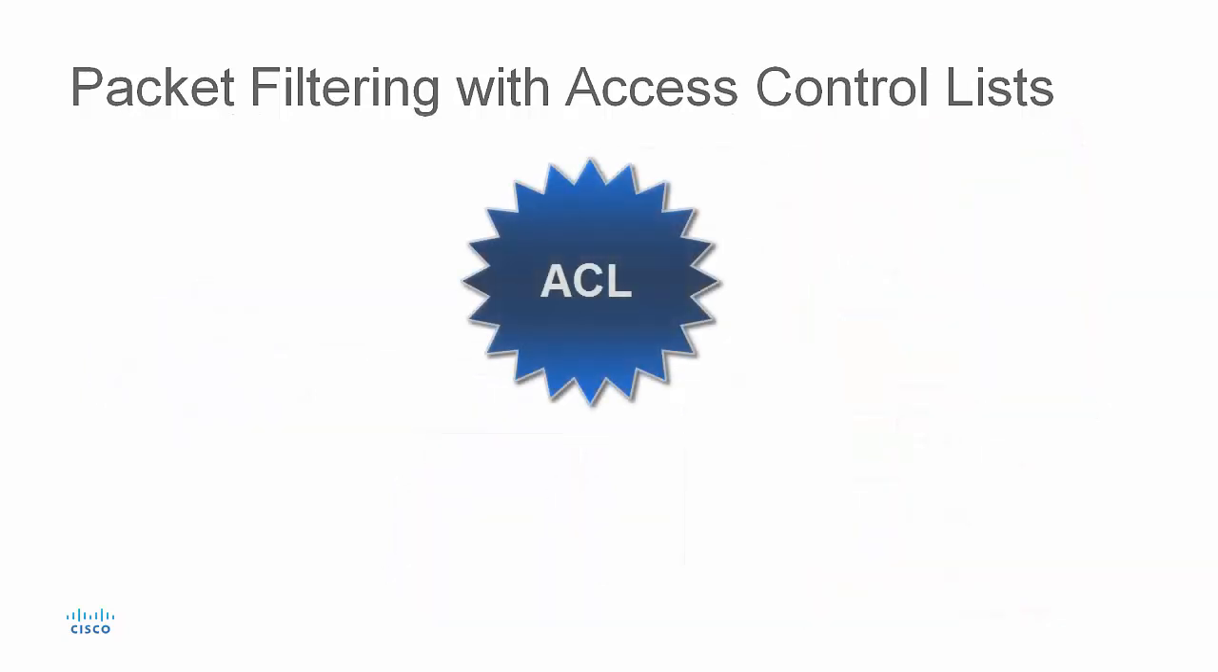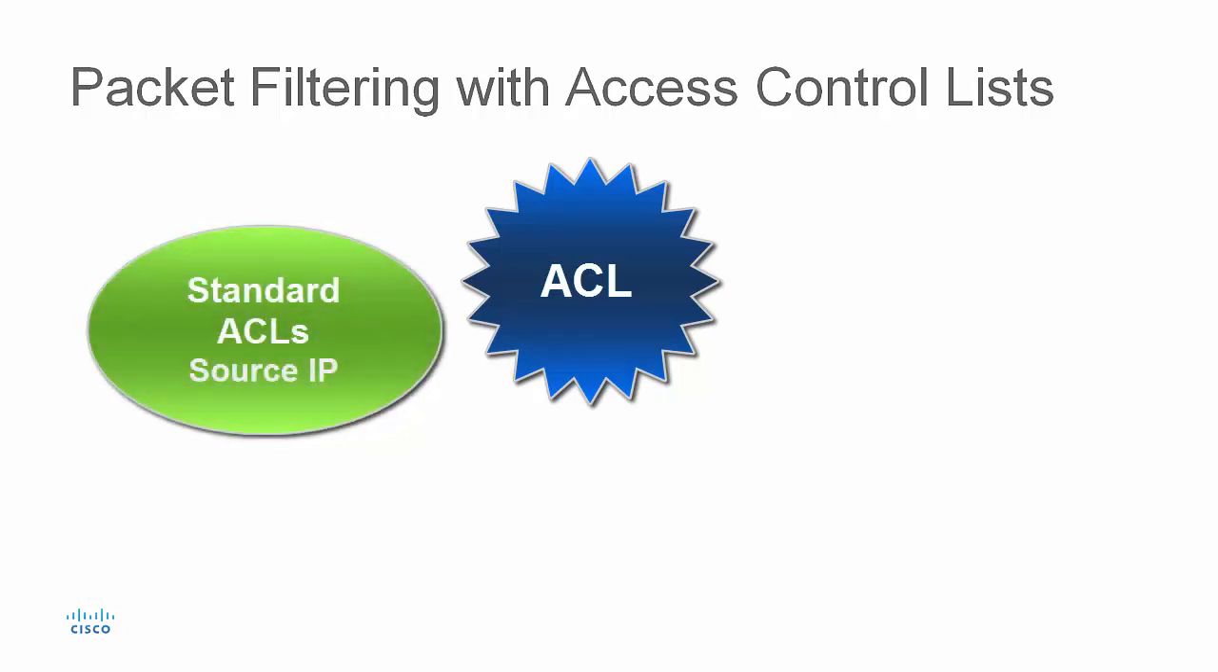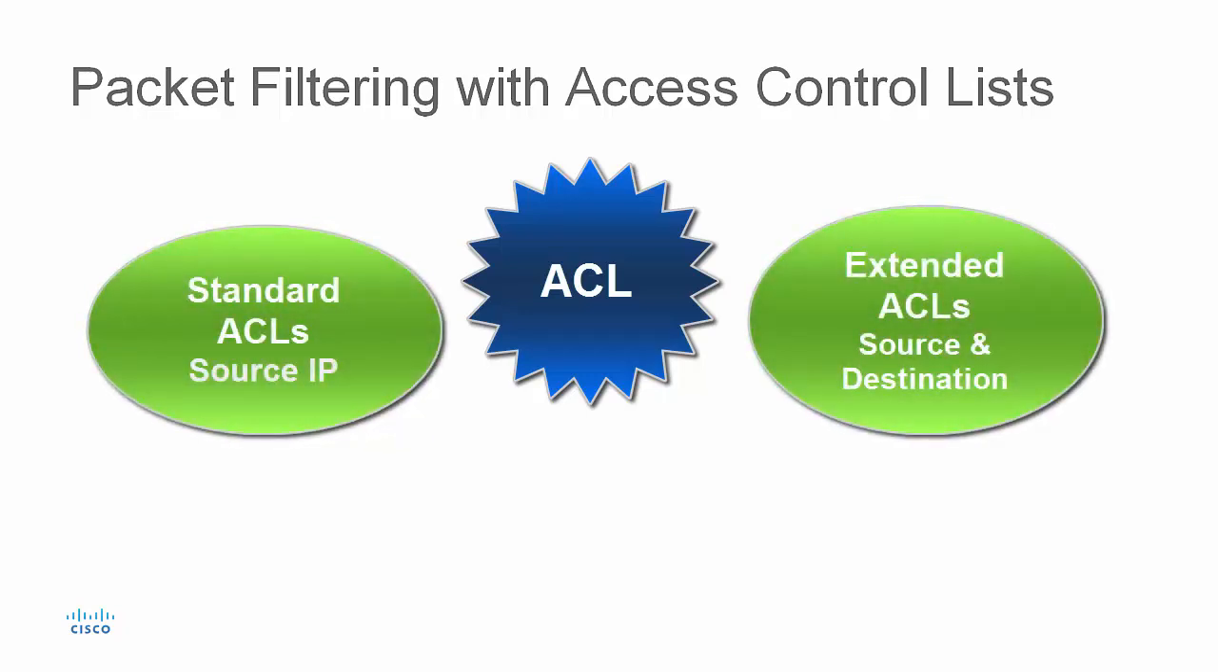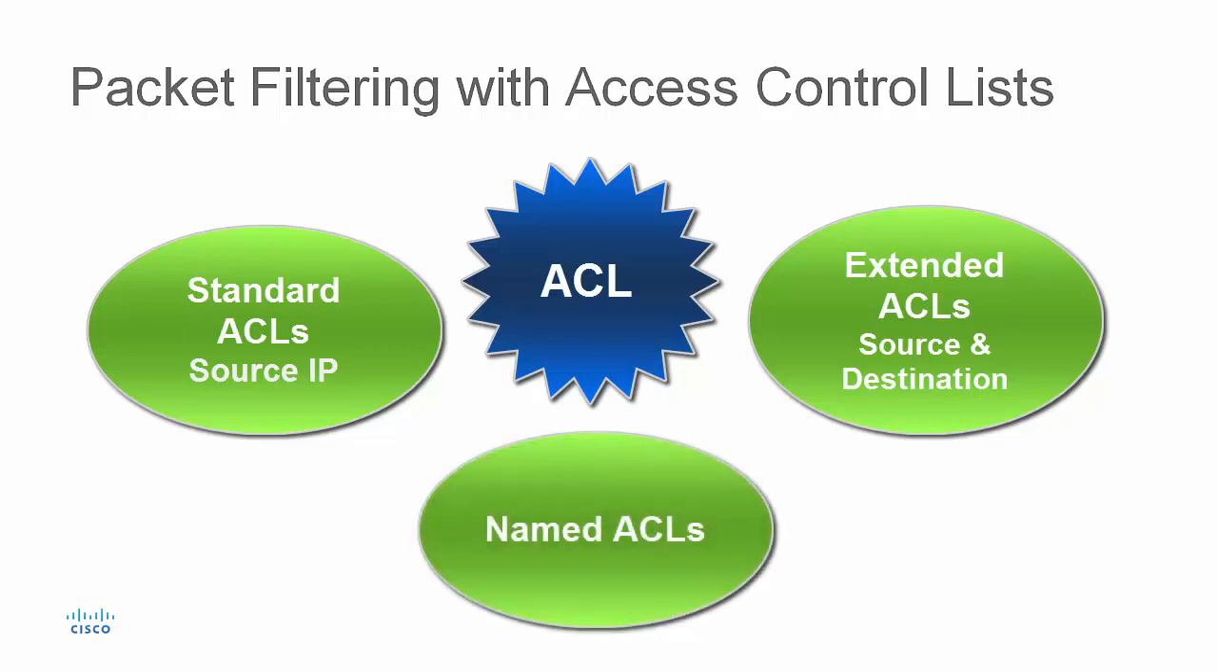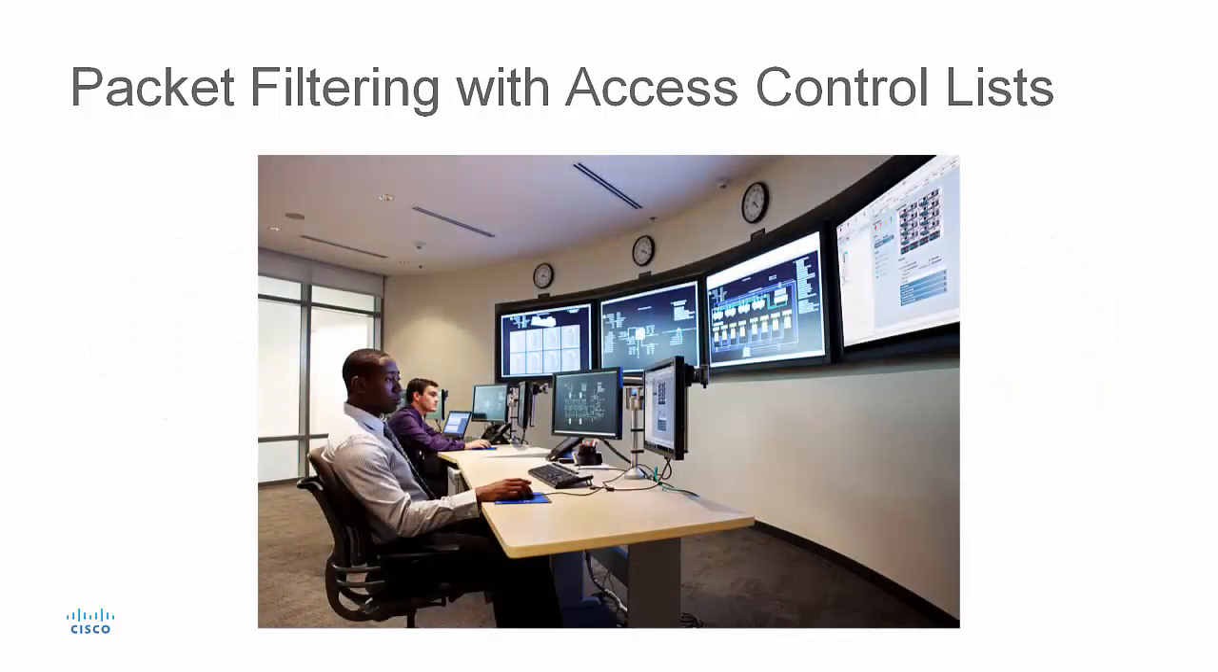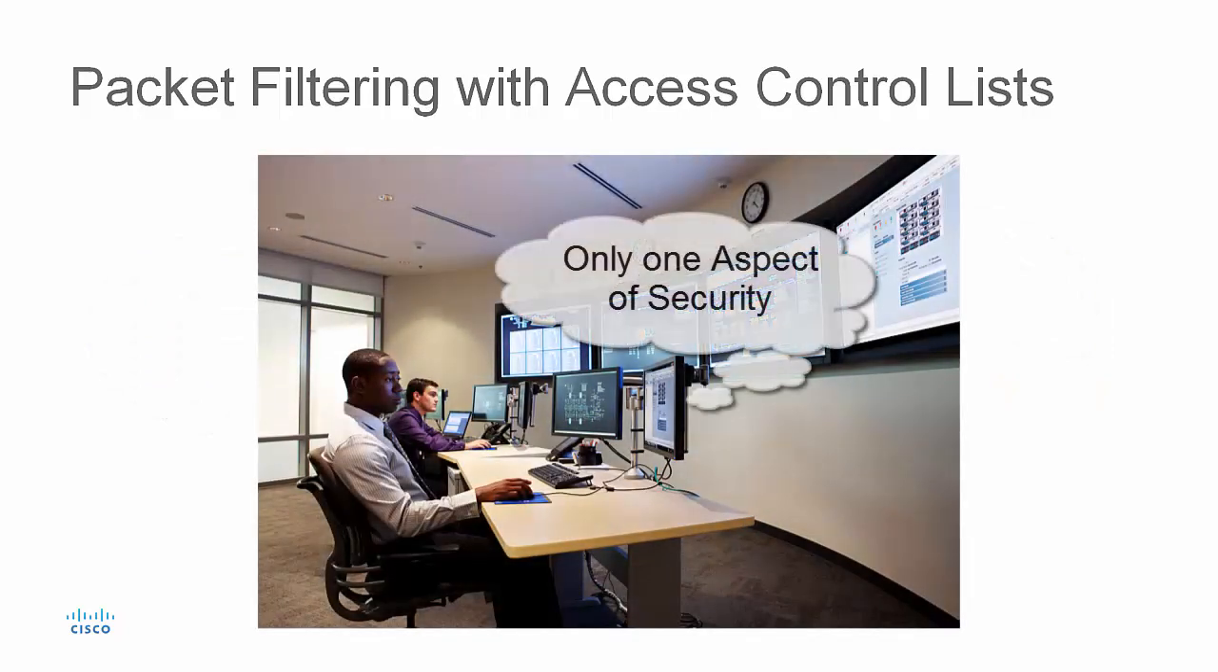The ACLs can be implemented as standard ACLs, which only filter on source address, whereas extended ACLs can filter on source and destination address, as well as source and destination application and protocols. Named ACLs make use of a descriptive name such as block HTTP, which makes it easier to remember the purpose of the filter. It's important to remember that ACLs are only one aspect of security and that they're only part of the overall solution and architecture of the network.